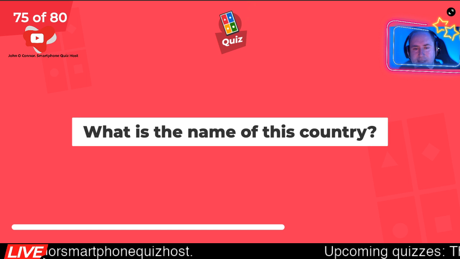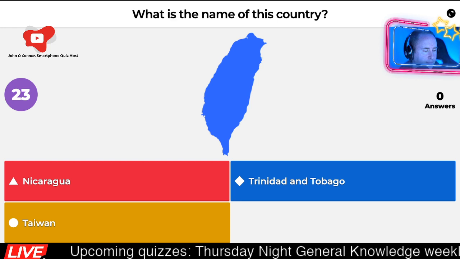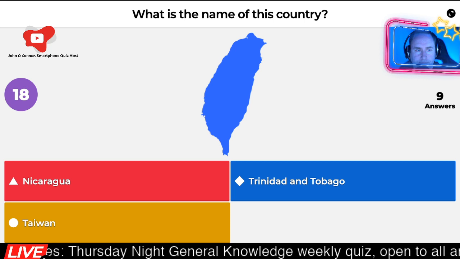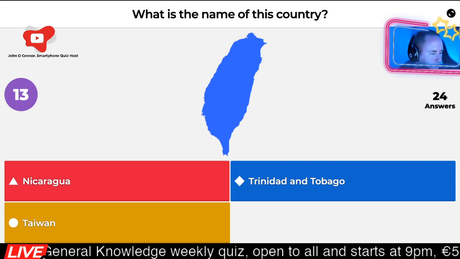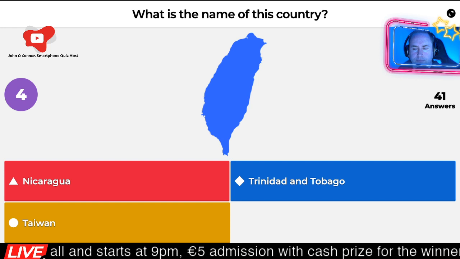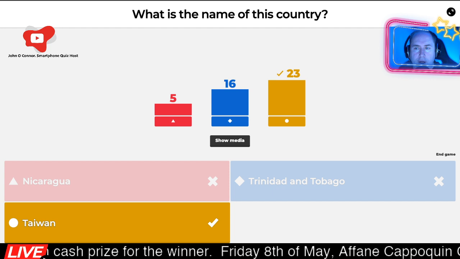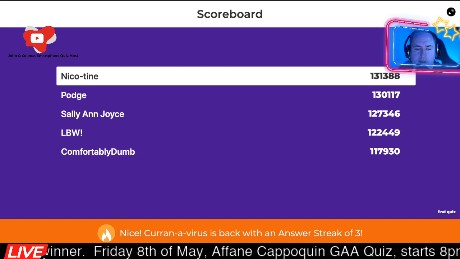You'll be able to play from Thursday onwards, too. Here is question 75, multiple choice, with a picture question attached to it. What is the name of this country? Nicaragua, Trinidad and Tobago, Taiwan. 23 correct answers, with Taiwan is correct. Top 5 answered it correctly. Coronavirus is back with a dancing streak of 3.